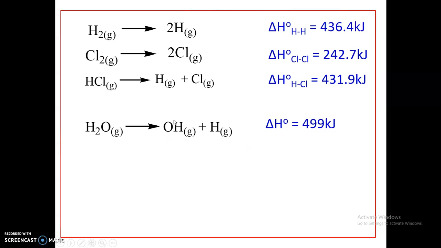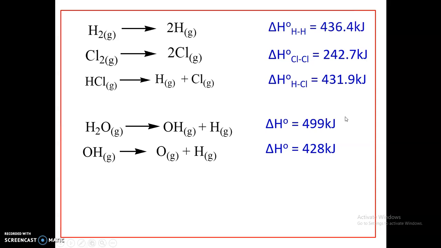Now again, water is not completely converted into atoms, or all the covalent bonds are not broken. One covalent bond still exists between oxygen and hydrogen over here. In the second step, there is a breaking of the covalent bond between this oxygen and hydrogen. This is the second covalent bond in water. Now there is a formation of oxygen and hydrogen. The second time, to break the OH bond, the energy required is 428 kilojoule.